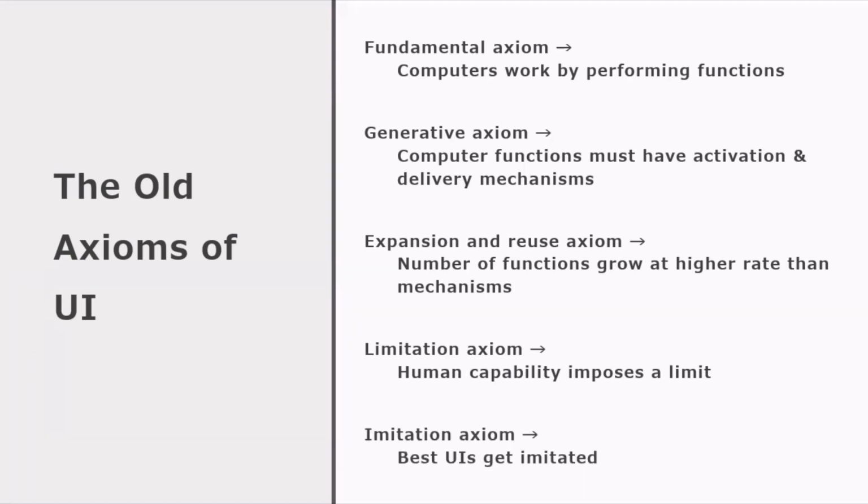In this initial set, we finally have the imitation axiom. The best UIs get imitated. As humans, we have this tendency to copy the best ideas and they will become the de facto standard for user interfaces. This is the imitation axiom. You don't need to reinvent the wheel. You can go and see what others have done to solve this particular need of a user interface, and copy that idea.